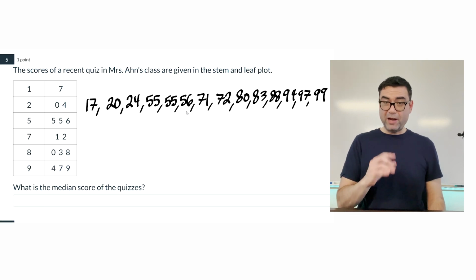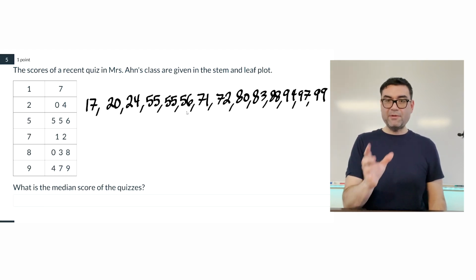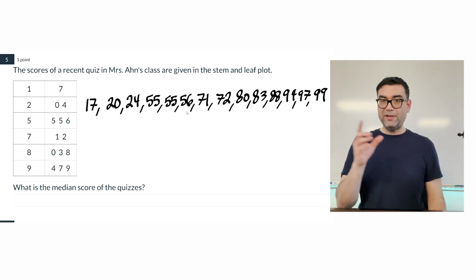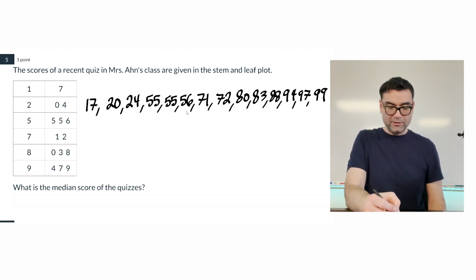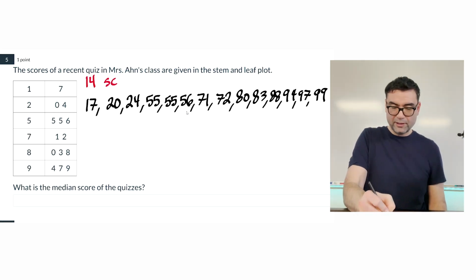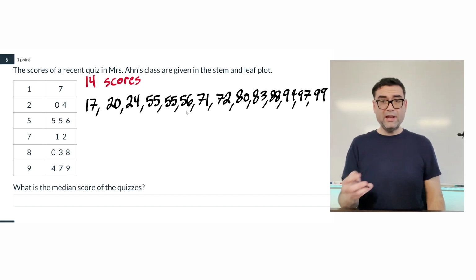The median should be right in the middle. So what that means is there should be the same number of scores on the left and on the right, right? 50% of your data is less than, 50% of your data is greater than. So let's count how many scores are in this data set. So I'm just going to count the ones place column over here on the right. So 1, 2, 3, 4, 5, 6, 7, 8, 9, 10, 11, 12, 13, 14. There's 14 scores. So if there's 14 scores, half of that would be 7.